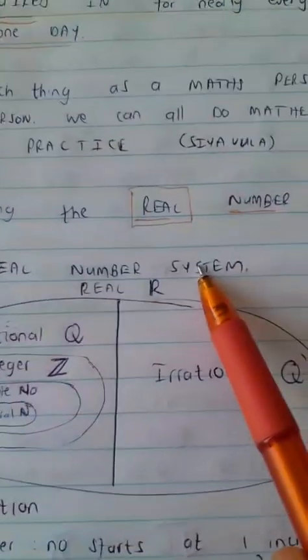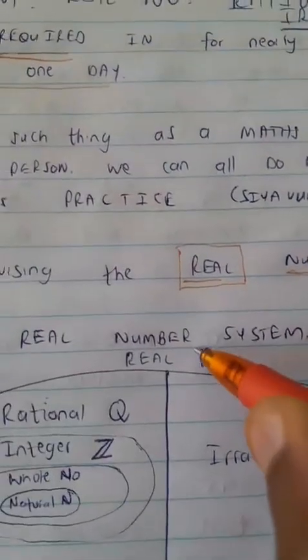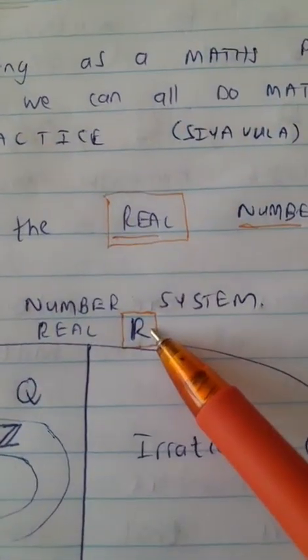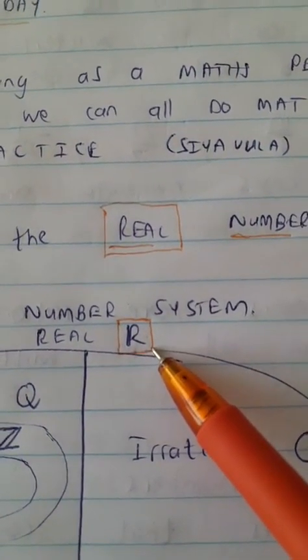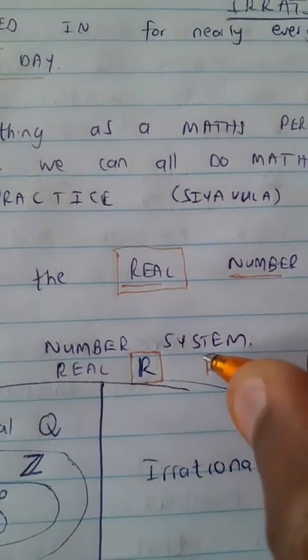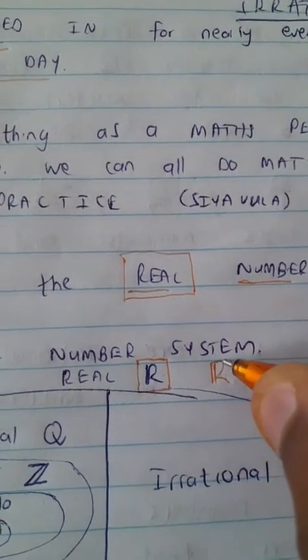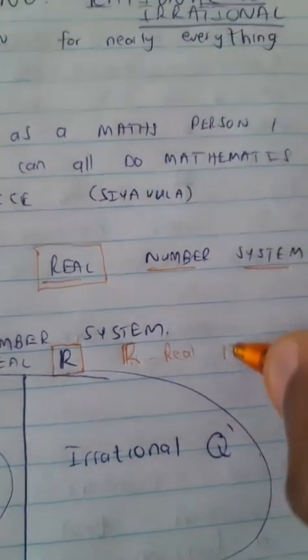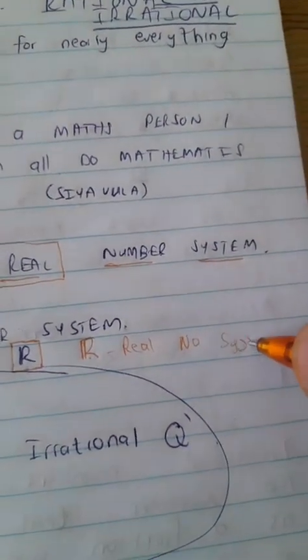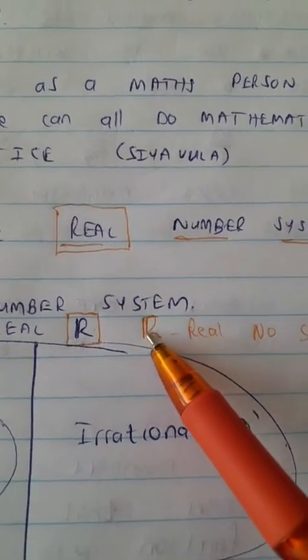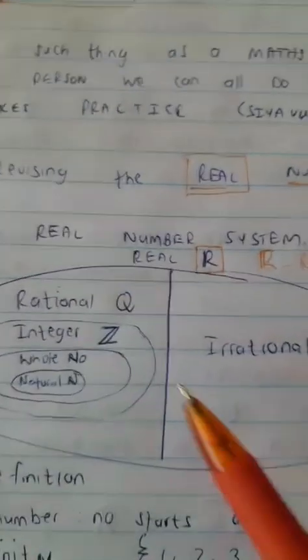Here's the thing. The real number system, please take note of this symbol here. This is the symbol that we use: this R that has a double strike at the vertical end. This here stands for real. So this is the symbol that we use to define the real number system. It's this R that has a double vertical strike.